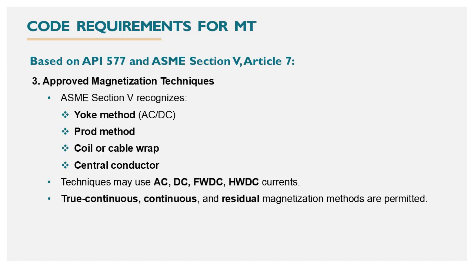Code requirement number 3 is approved magnetization techniques. ASME Section 5 recognizes 4 methods: yoke method, AC/DC, prod method, coil or cable wrap method, and central conductor method. Techniques may use AC, DC, FWDC, HWDC currents, and other methods permitted by the code are true continuous and residual magnetization methods.